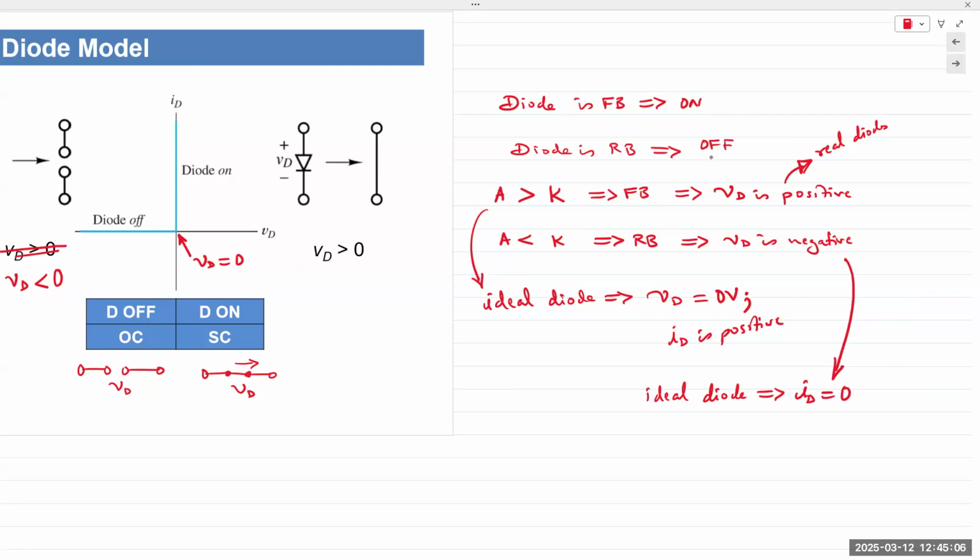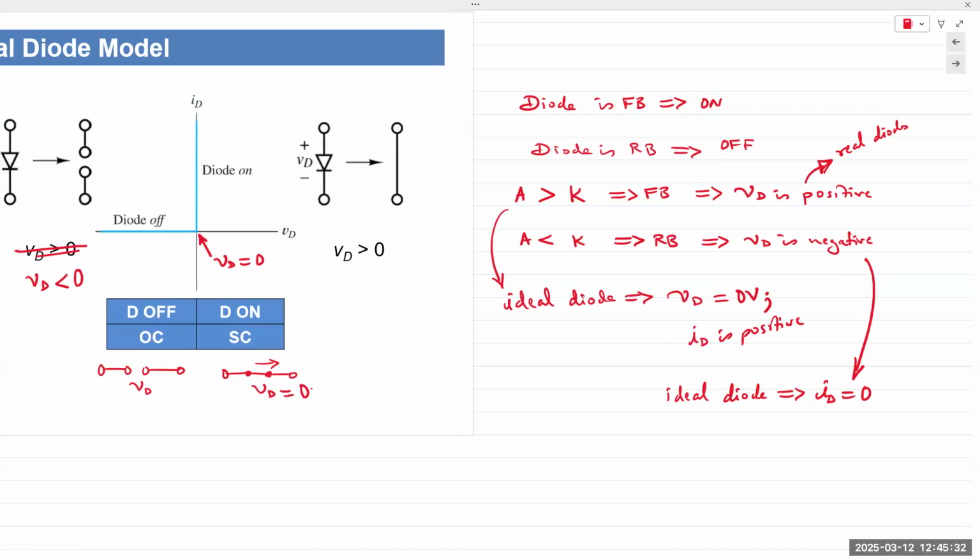If your assumption is that the diode is on, then in an ideal diode, VD should be 0 because it's a short circuit. In a constant voltage drop model, it must be 0.6 or 0.7 volts. And ID must be positive. If VD turns out to be negative or ID turns out to be 0 or negative, then the diode is not forward biased, it's off.